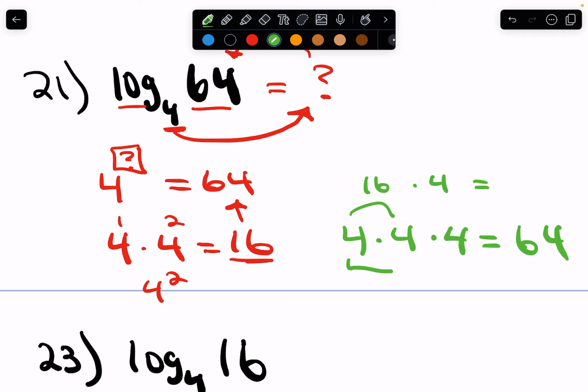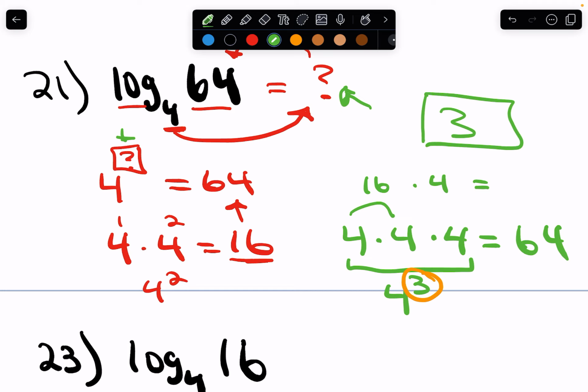And what is this here? It's multiplying 4 by itself 3 times. So that would mean it'd be 4 to the third. So our question mark that we've been questioning this entire time is simply 3. So 3 is what our answer would be.